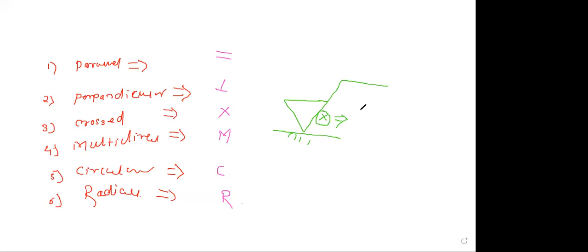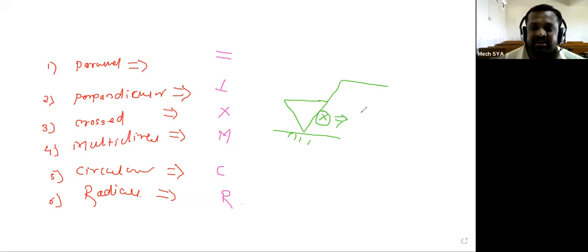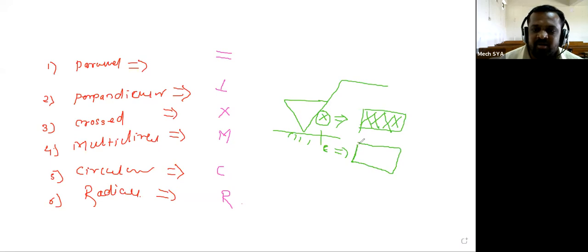Crossed pattern. It will indicate that your direction of lay is crossed, meaning the pattern of irregularities on the surface of your component is crossed. If such a symbol is there, what does it indicate? Here it will indicate that the pattern of irregularities is in a circular manner like this.